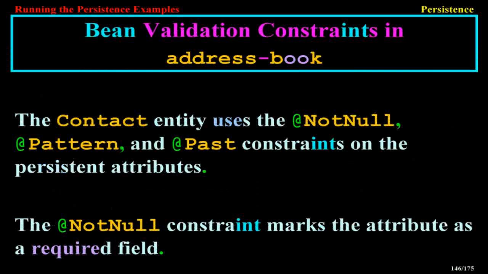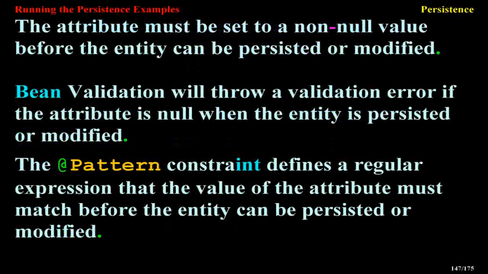Bean Validation constraints in address-book. The Contact entity uses the @NotNull, @Pattern, and @Past constraints on the persistent attributes. The @NotNull constraint marks the attribute as a required field. The attribute must be set to a non-null value before the entity can be persisted or modified. Bean Validation will throw a validation error if the attribute is null when the entity is persisted or modified.